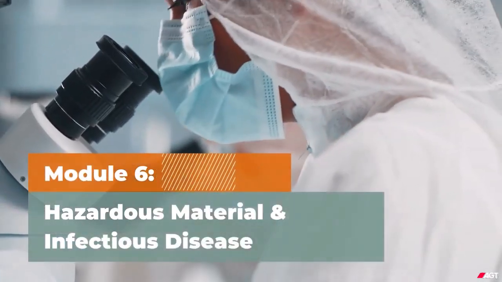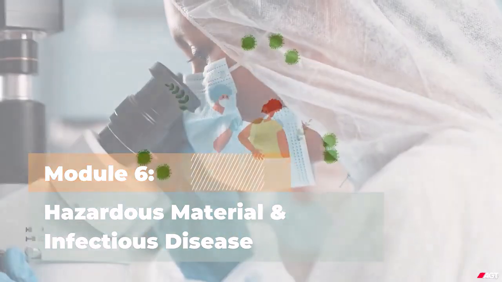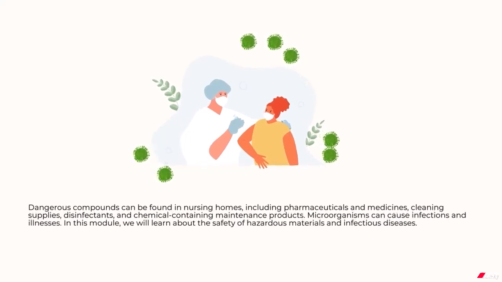Module 6: Hazardous Material and Infectious Disease. Dangerous compounds can be found in nursing homes, including pharmaceuticals and medicines, cleaning supplies, disinfectants, and chemical-containing maintenance products. Microorganisms can cause infections and illnesses. In this module, we will learn about the safety of hazardous materials and infectious diseases.